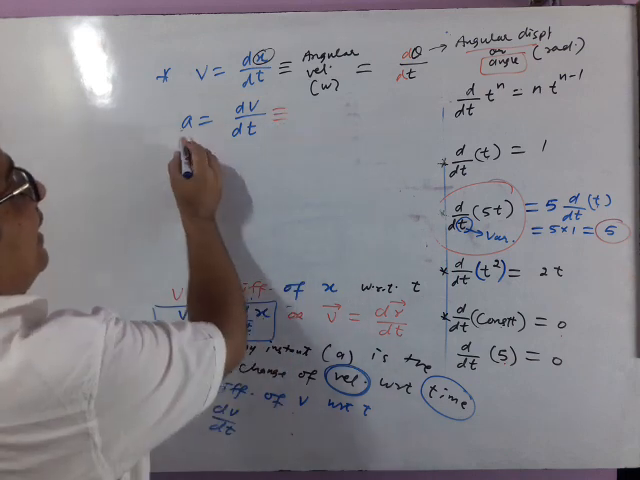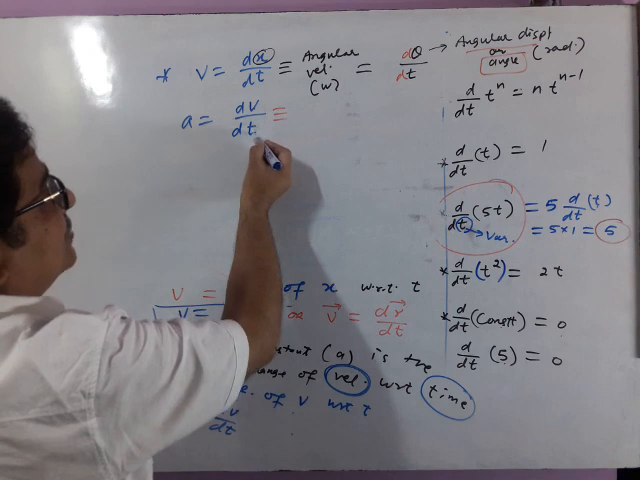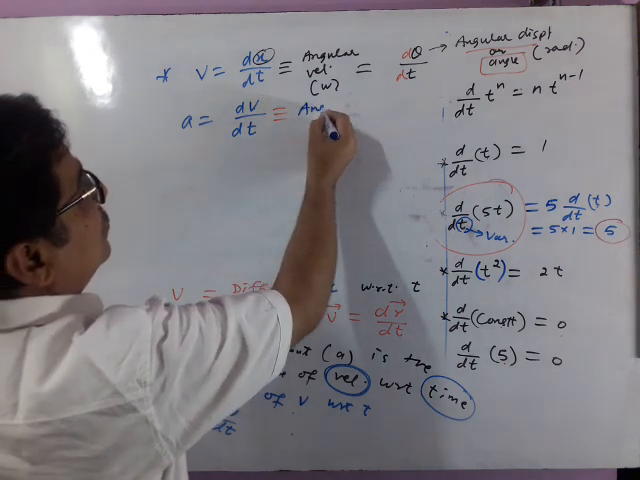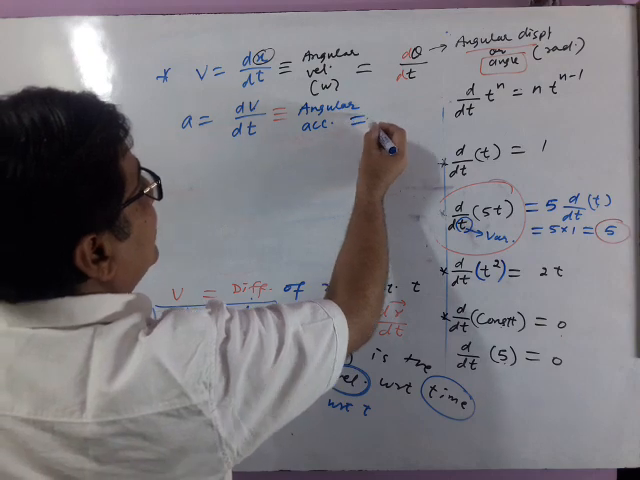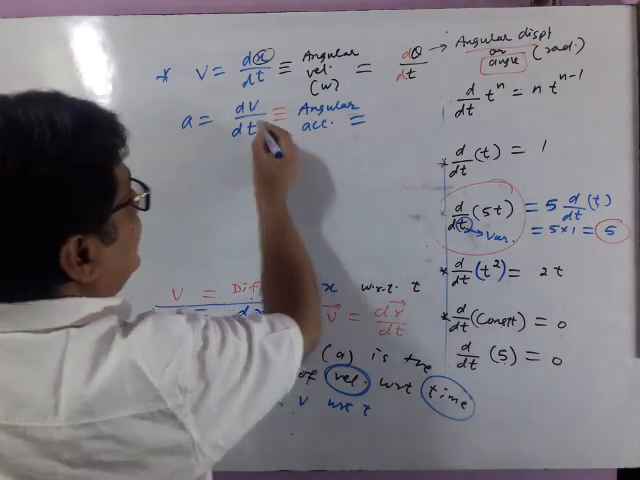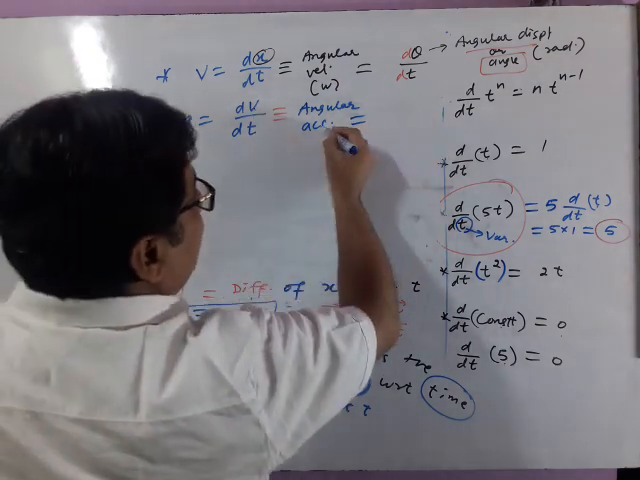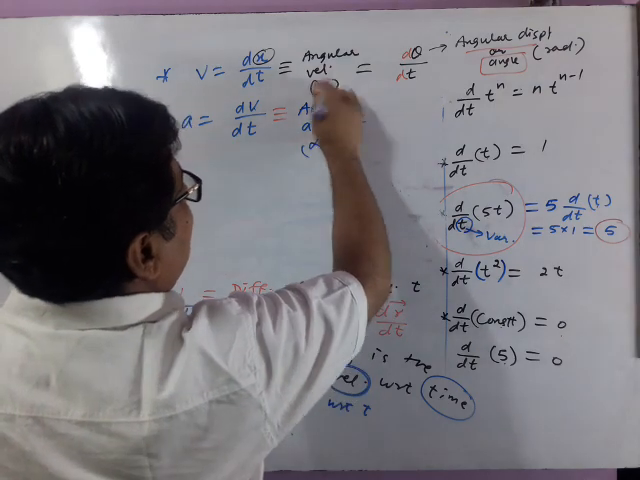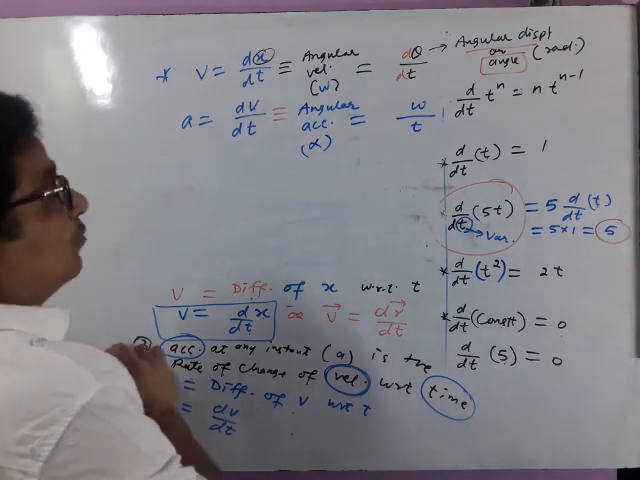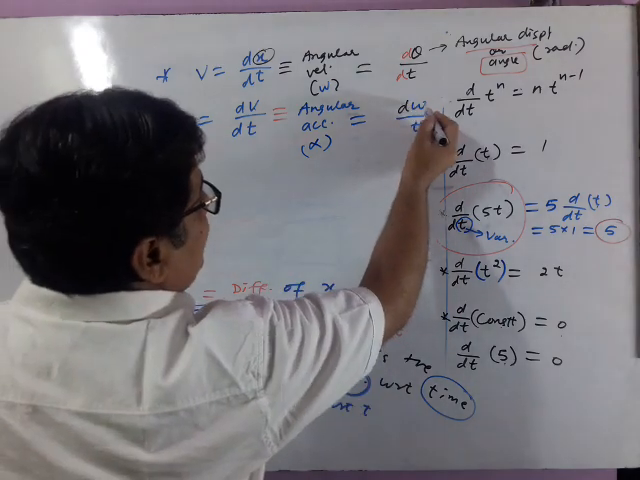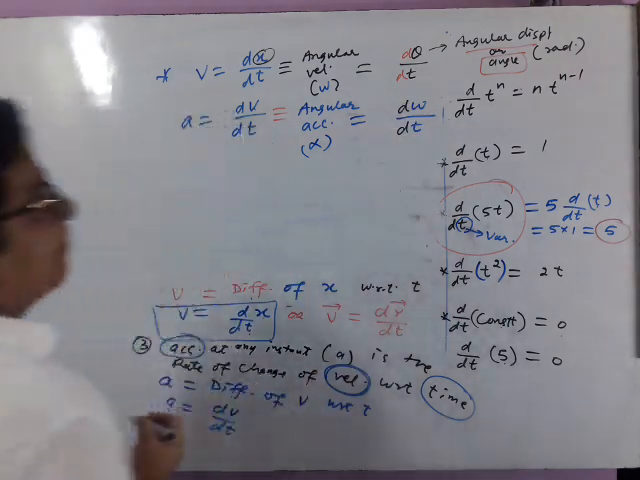Similarly, acceleration is the rate of change of velocity. So angular acceleration will be the rate of change of angular velocity, like velocity upon time. Angular acceleration is angular velocity upon time. More precisely, it is the rate of change of angular velocity with respect to time.